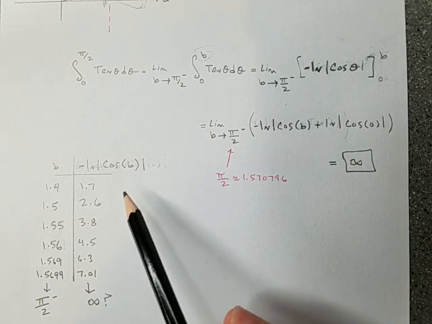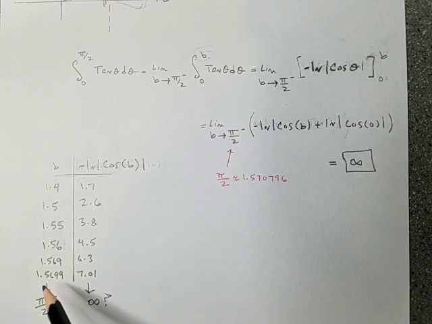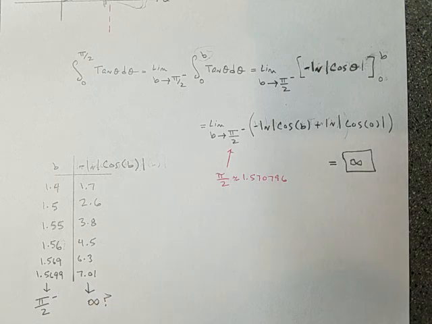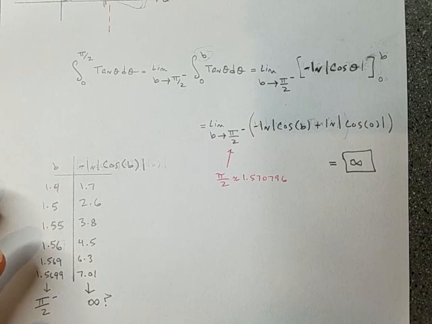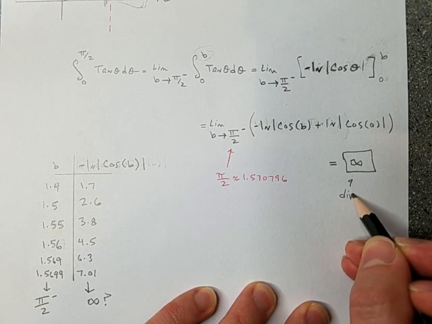But okay, so is this stabilizing? No, I mean, it is getting bigger. Every time I put a number a tad closer to pi over 2, I get a bigger number. You could keep pushing that if you want to and see that this continues to get bigger, all right? So the limit is, in fact, infinity, and then we are justified in saying it diverges.